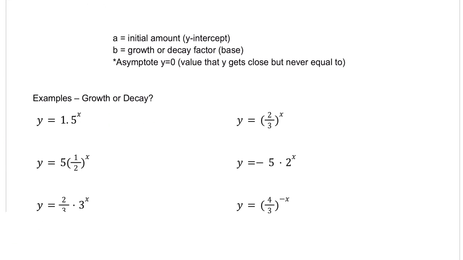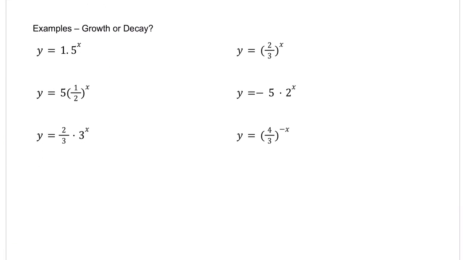Let's do some examples determining whether each exponential function is growth or decay. Remember, for growth, the b value is greater than 1, and for decay, the b value is between 0 and 1. Our first example is y equals 1.5 to the power of x. Our b value is 1.5, and that is greater than 1, so it is growth.